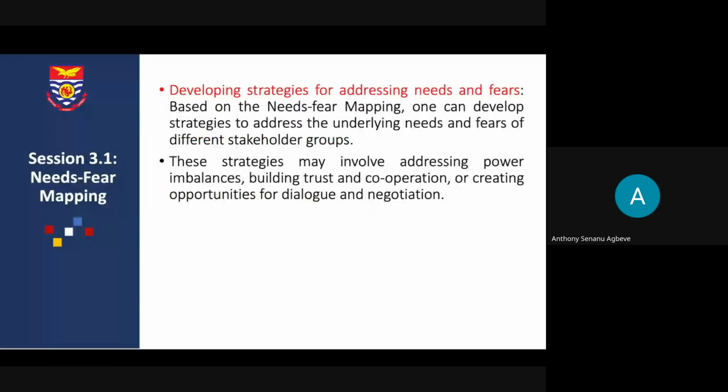Then having mapped these needs and the fears, it helps you to develop strategies to address all the issues that people have told you about. So you know what their needs are, you know what their fears are. So what then do we do? What strategies do we put in place to address all these issues so that we can resolve the conflict once and for all? Right. So these strategies may involve addressing power imbalances, building trust and cooperation, or creating opportunities for dialogue and negotiation. Right. So dialogue and negotiation is very important.